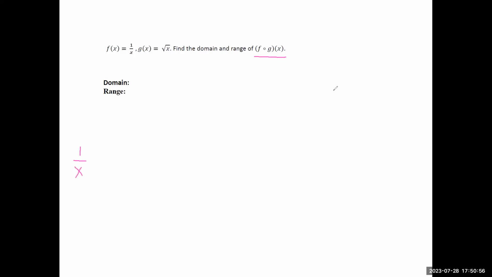For the function 1 over x, well, what are the problematic input values here? It's going to be x equals 0, because that's going to make our denominator 0. So for 1 over x, our domain is equal to minus infinity to 0, union 0 to infinity.